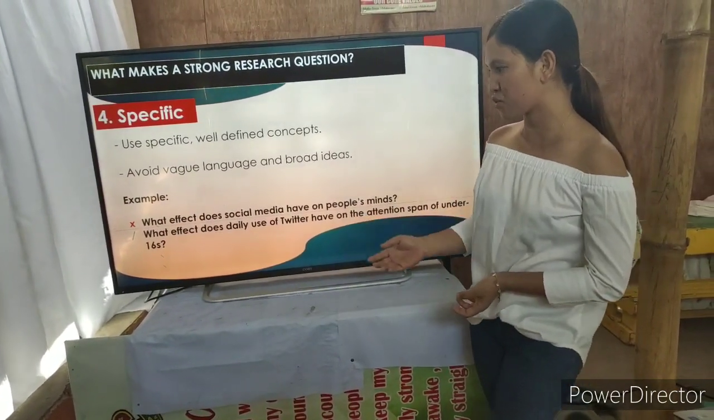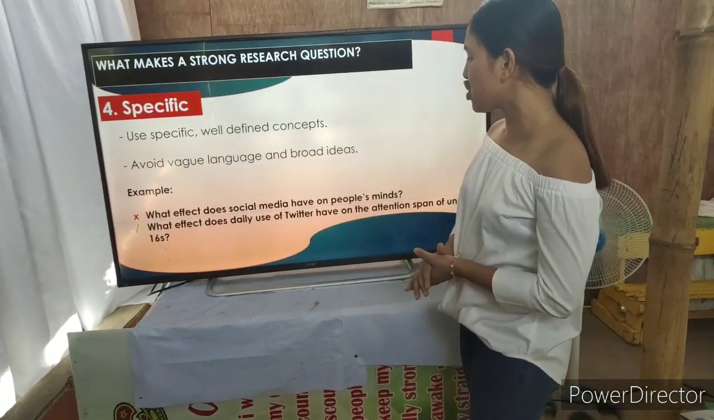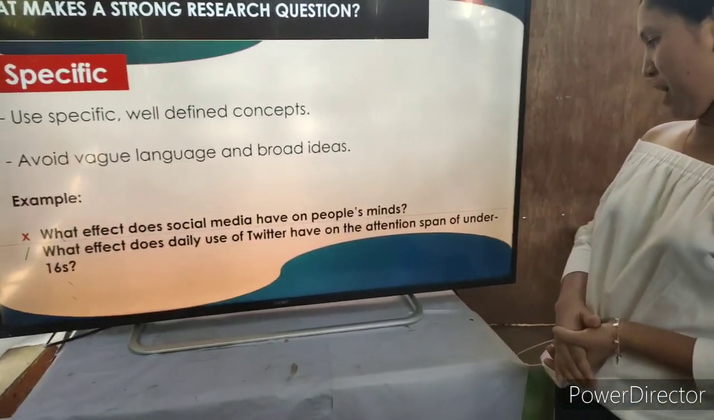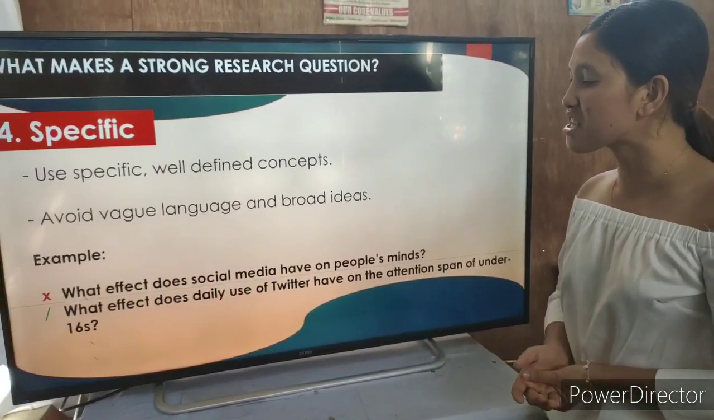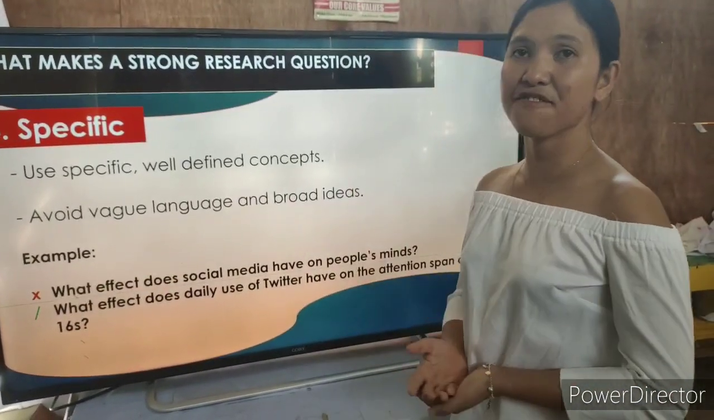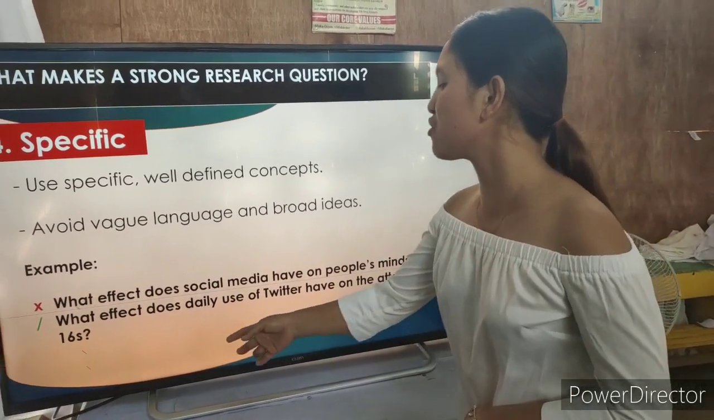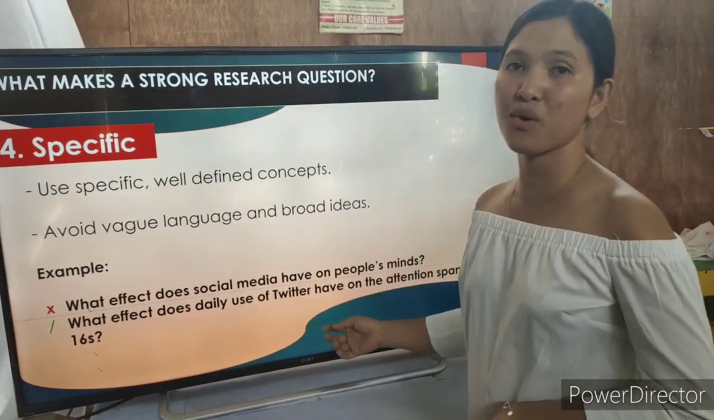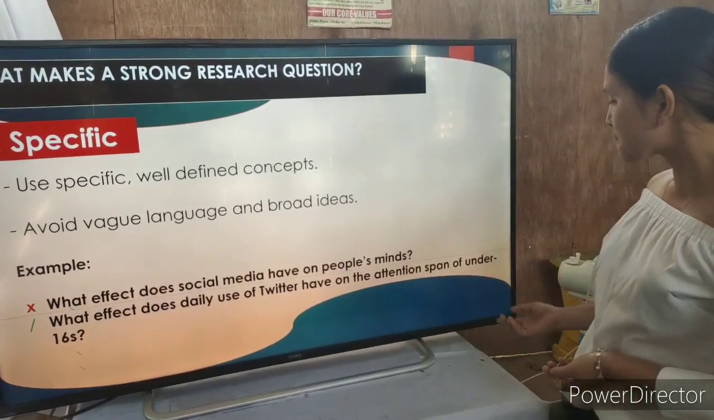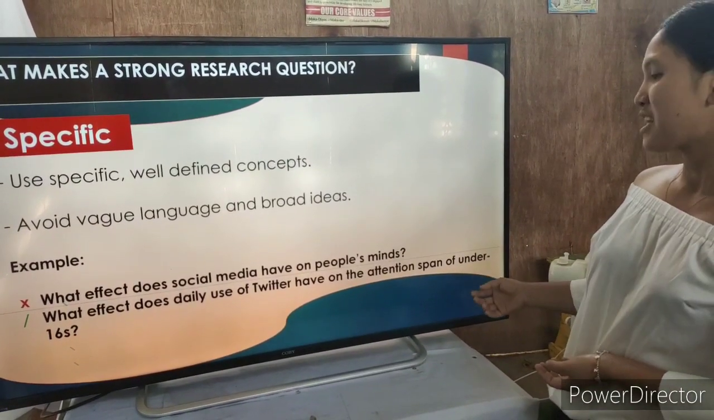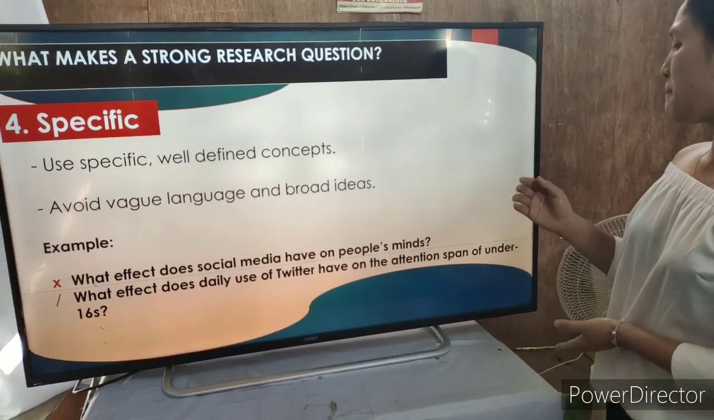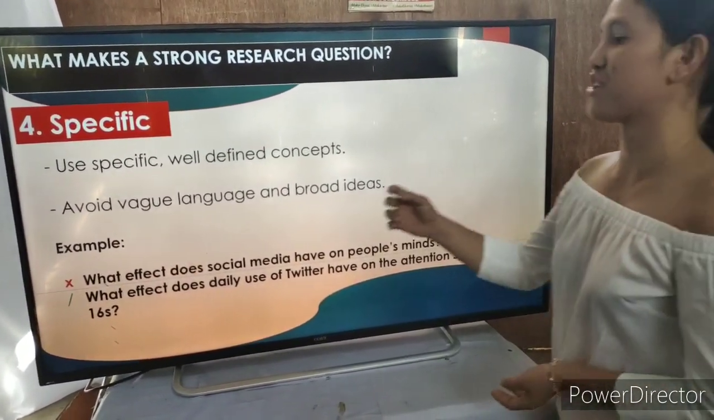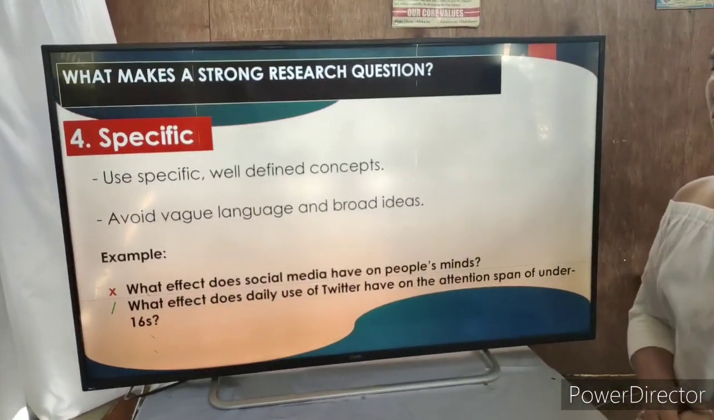Whereas, question number 2, what effect does daily use of Twitter have on the attention span of under 16? So, it is very specific, that instead of using social media, we use here use of Twitter. And very specific also kasi ang respondents na gagamitin ay mga taong under 16 years old.